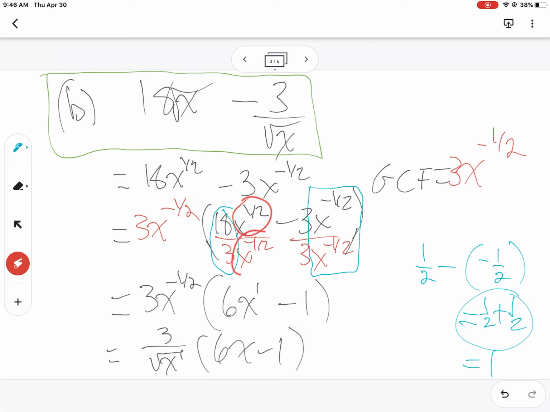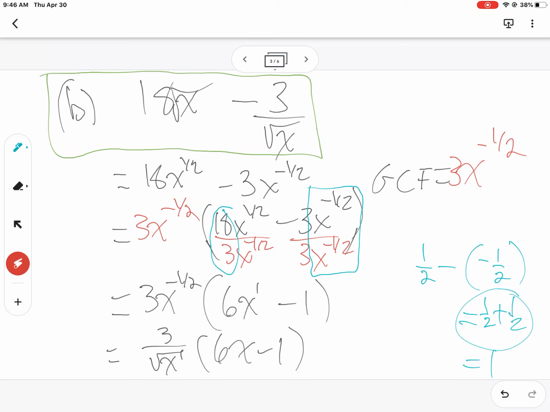X to the 1/2 divided by x to the negative 1/2, is that 1? Negative 1/2, negative 1/2. That is x to the 0, which is just 1. And I have 3 divided by 3. Okay, folks. And then this right here, I probably should put that into a radical at the end. So it's 3 over root x multiplied by 6x minus 1.